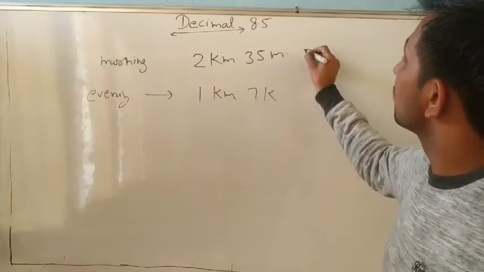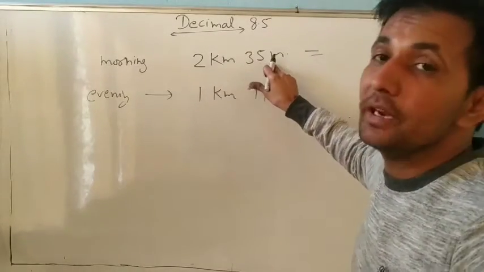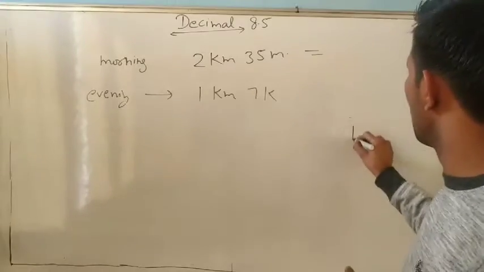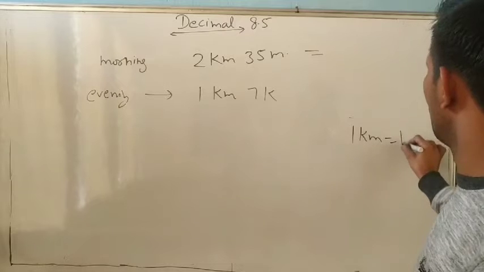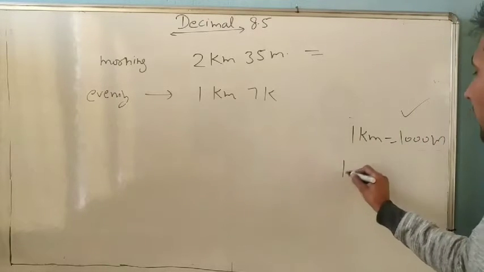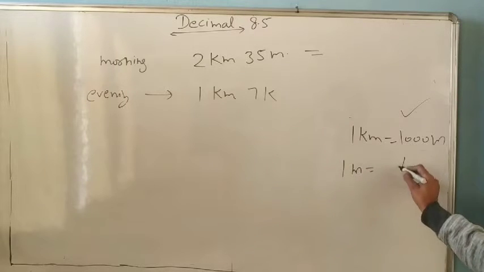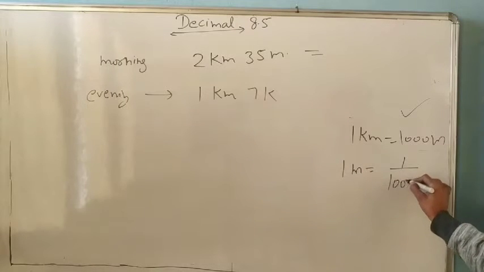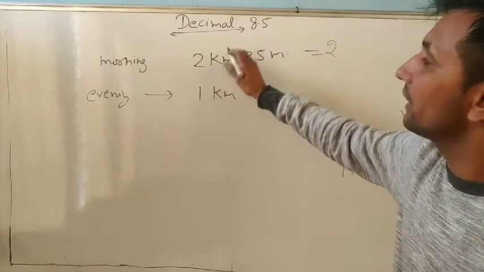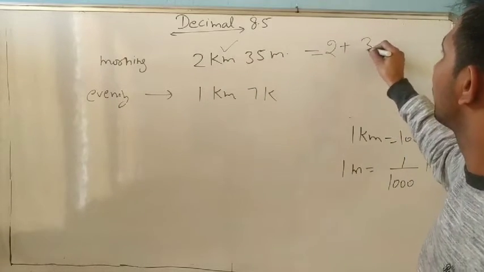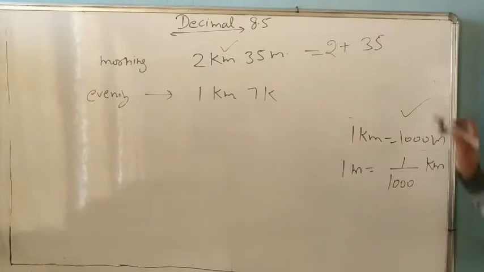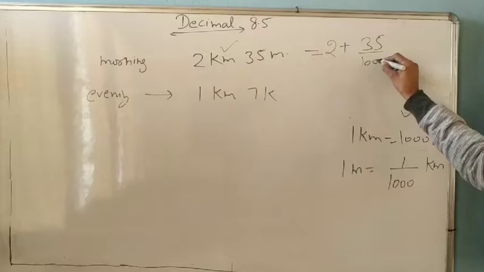And how will we change? It means this one is in kilometer, this one is in meter. So we will change both in kilometer or meter. Everyone knows 1 kilometer equals 1000 meter. Yesterday I told you. And 1 meter equals 1 by 1000 kilometer. So the first one is already given in kilometer, it's okay. Now 35: 1 meter equals 1 by 1000, 2 meter equals 2 by 1000, and 35 by 1000.